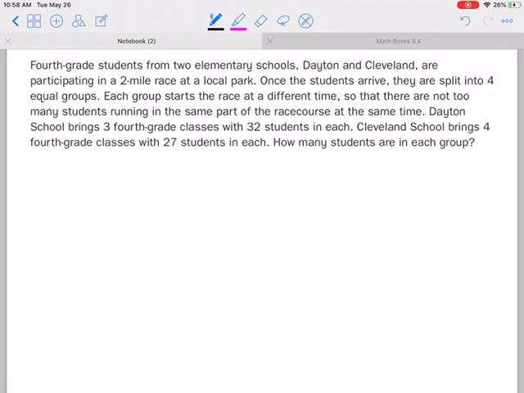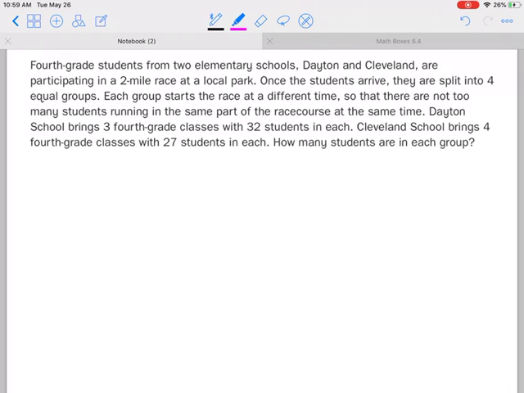Here's the math message for lesson 8-1. I'm going to read it all the way through, and then go through how to make sense of this problem, because they are asking you to do a lot of different things. It says 4th grade students from 2 elementary schools, Dayton and Cleveland, are participating in a 2-mile race at a local park. Once the students arrive, they are split into 4 equal groups.